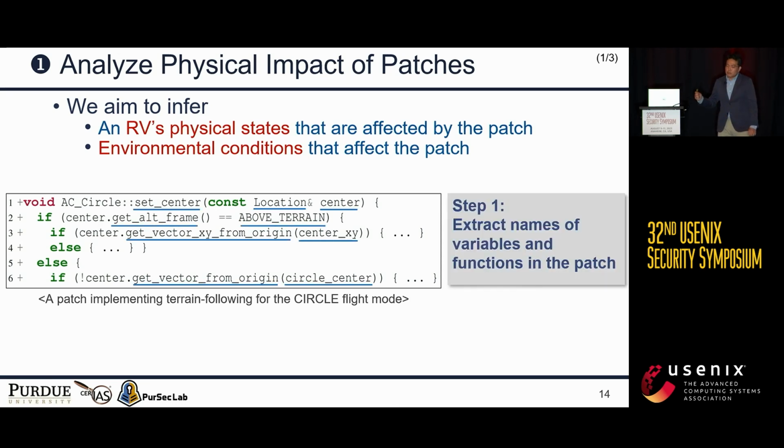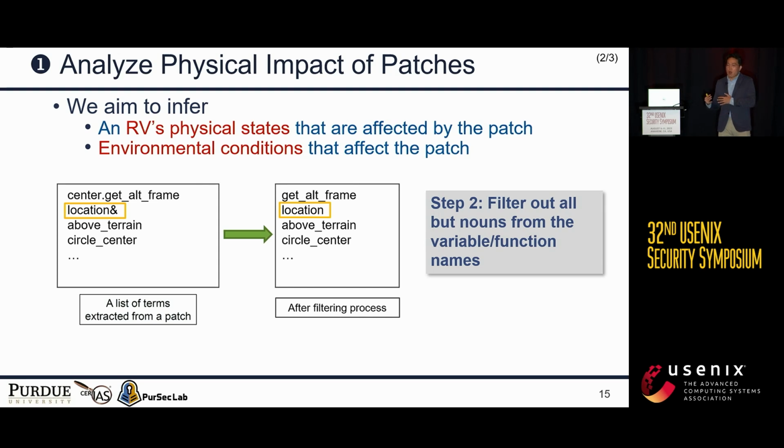First, we extract all names of variables and functions in the patch code. Next, we filter out all but nouns from the variable and function names. This step is for removing special characters such as ampersand.